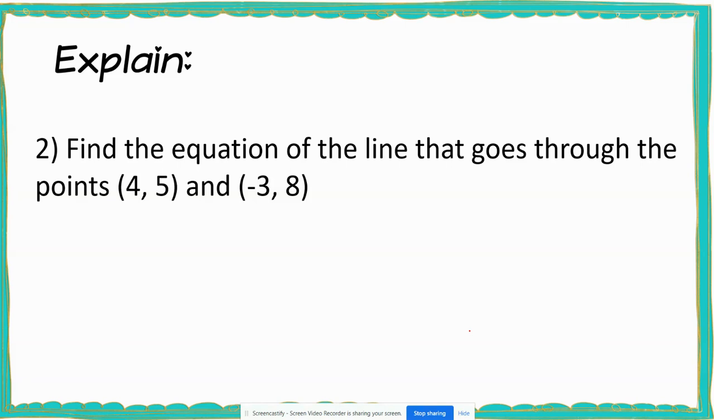Number 2, find the equation of the line that goes through 4, 5 and negative 3, 8. Again, we start with slope. This is x sub 1 and y sub 1. This is x sub 2 and y sub 2. So we always do y sub 2 minus y sub 1 over x sub 2 minus x sub 1. So I'm going to start with y, 8 minus 5 over x, so negative 3 minus 4.